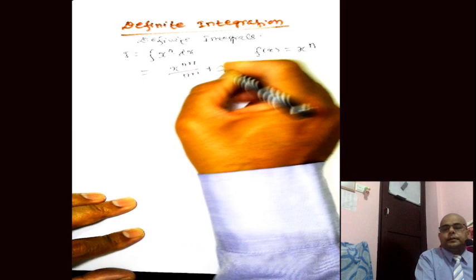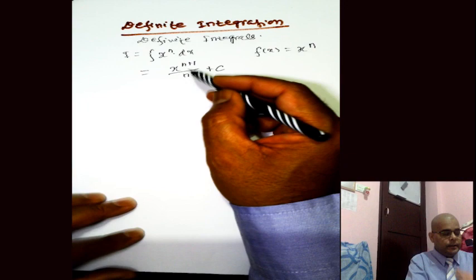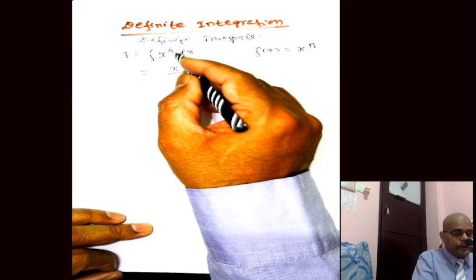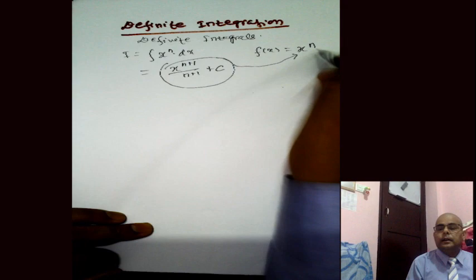Differentiation is also called derivative, and integration is also called antiderivative. That means the antiderivative of x to the power n dx is x^(n+1) by n+1 plus a constant term. So when you take differentiation of this term, your answer must be x^n. So let's check it.